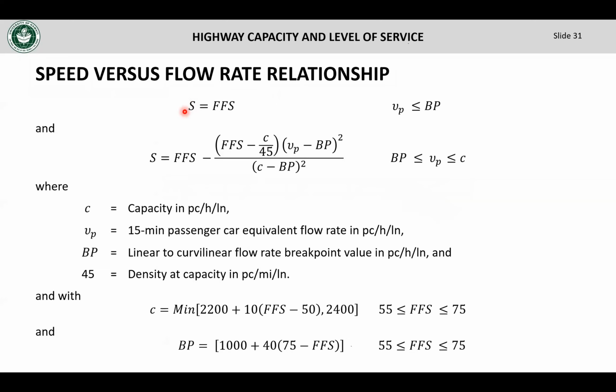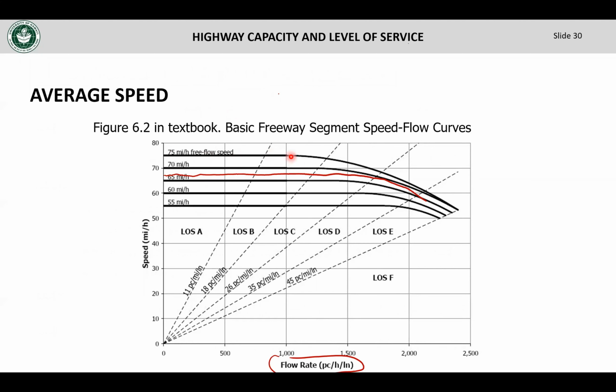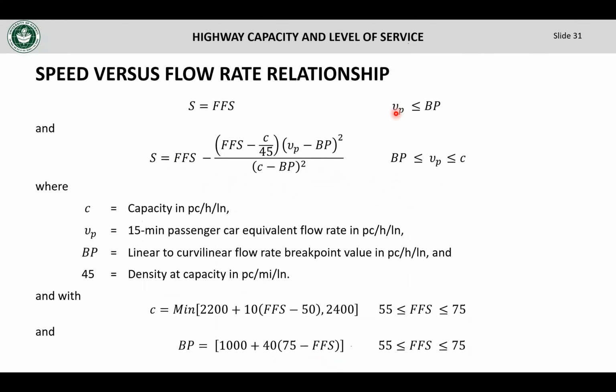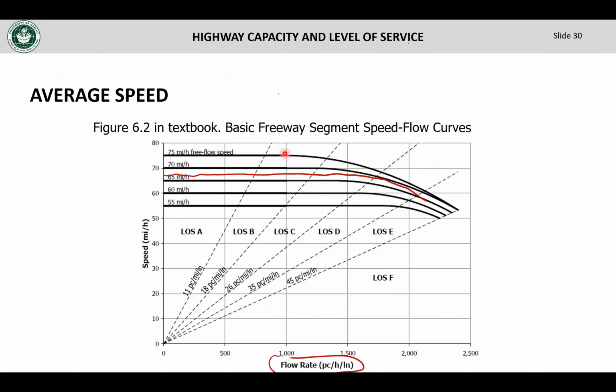It says the speed, we have two different expressions. The first one says the speed is equal to the free flow speed. Remember, I pointed to a horizontal portion of the curve over here. The speed is equal to the free flow speed for flow rates that are below the break point, that means below the point at which this starts curving. It will be somewhere over here for this curve, for this curve somewhere over here, for this one over here. So you can see it changes in each case.